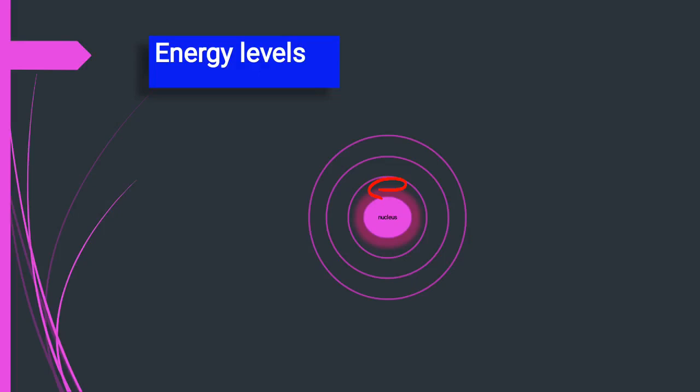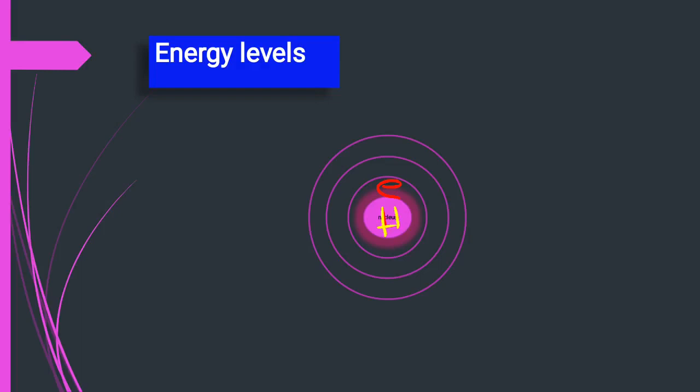Let me try to draw it better. We would have just 1 electron there, and that now shows hydrogen. We would write hydrogen here with only 1 electron.